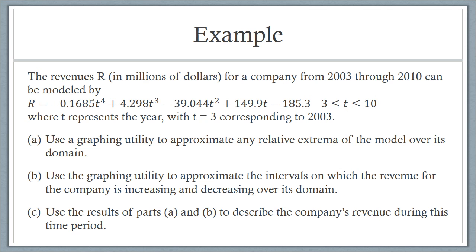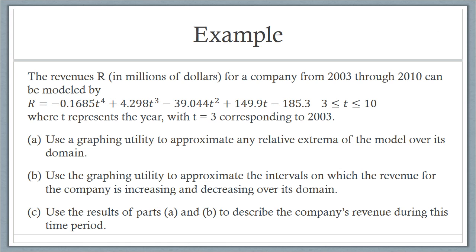Okay, here's another practical example. We have the revenues in millions of dollars for a company from 2003 through 2010. It's modeled by this 4th degree polynomial where t is between 3 and 10. By the way, revenue is the money that a company will bring in. Cost is how much they spend, revenue is what they bring in, and profit is the difference between the two.